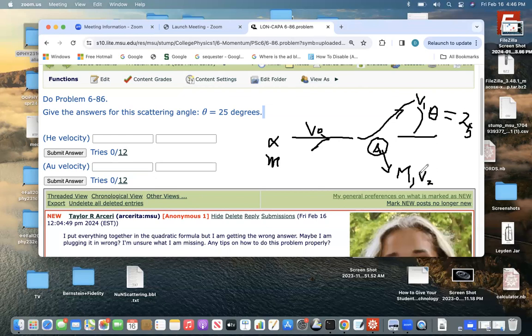Now, these are actually velocity vectors, so v2 and v1. So you have to remember that velocity is a vector. So you'll have an x component of velocity, which is in the direction of the initial particle, and a y velocity.